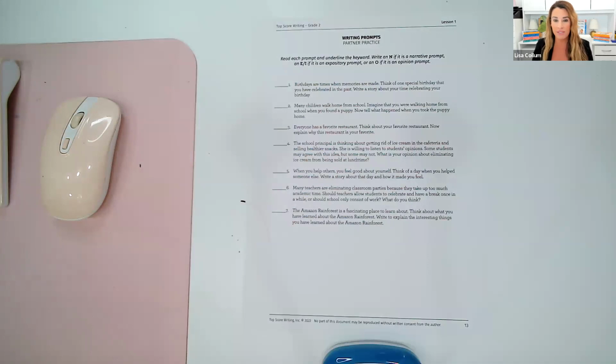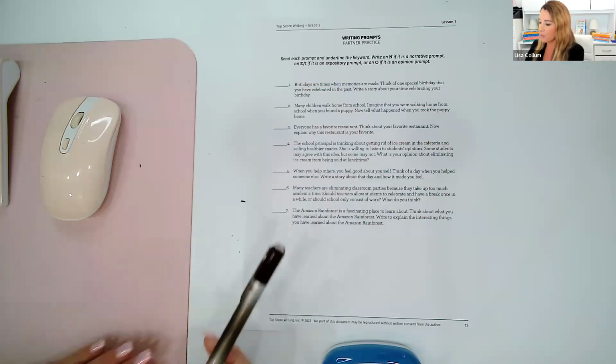Okay, so the prompt could say something simple like write about your favorite subject at school, or write about your favorite place that you like to go to. But whatever the prompt tells you to write about, that's what your essay is going to be about. So before you write an essay, though, you have to plan. So I just want to talk about these prompts real quick.